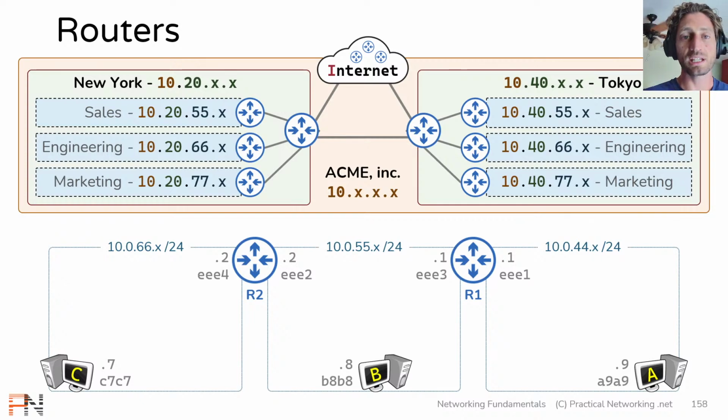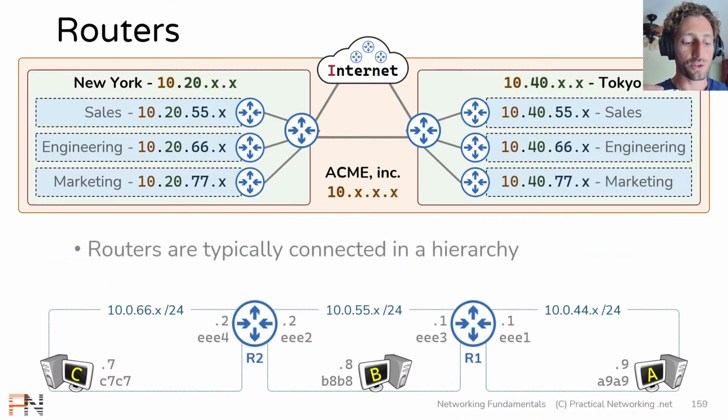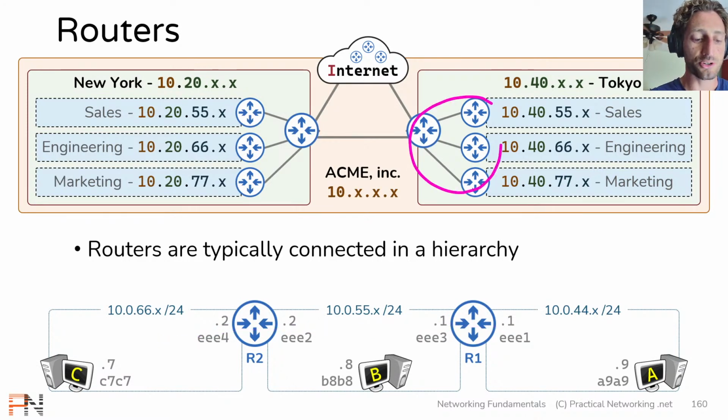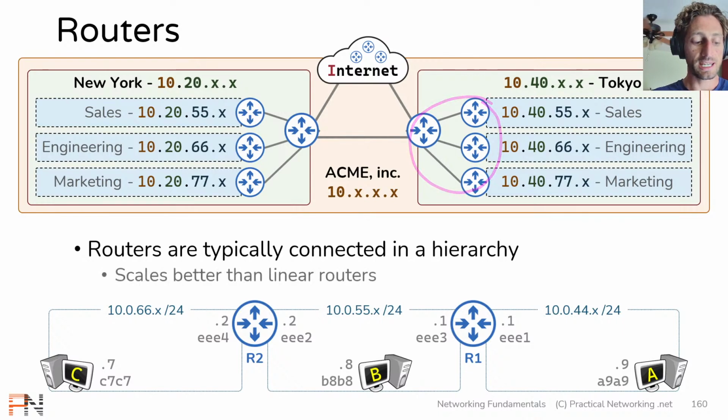What I mean to communicate now to you is that routers are what create this hierarchy. So down here, we have routers attached linearly. But more appropriate to real life, you'll see routers connected in this hierarchy. The reason is that the hierarchy, we'll say topology, tends to scale better than a linear topology. So let me explain that.